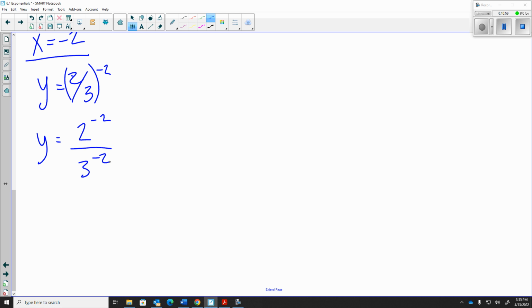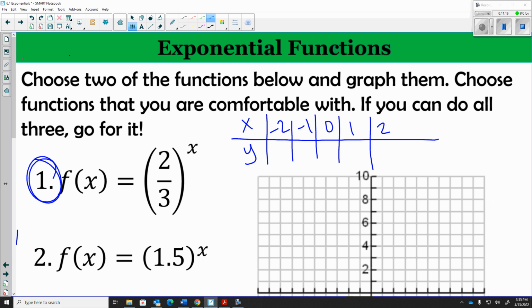Now I know I'm going to flip both of those because they're both negative, so I'm going to have to flip-flop these. That's 3 squared over 2 squared, which is 9 over 4. So if I plug in -2, I get 9 over 4. Okay. From here, if you plug -1 in for x, all you're going to have to do is flip these numbers, right? That's all that's going to happen. It's a negative exponent. You're just going to have to flip them. So it's going to be 3 over 2.